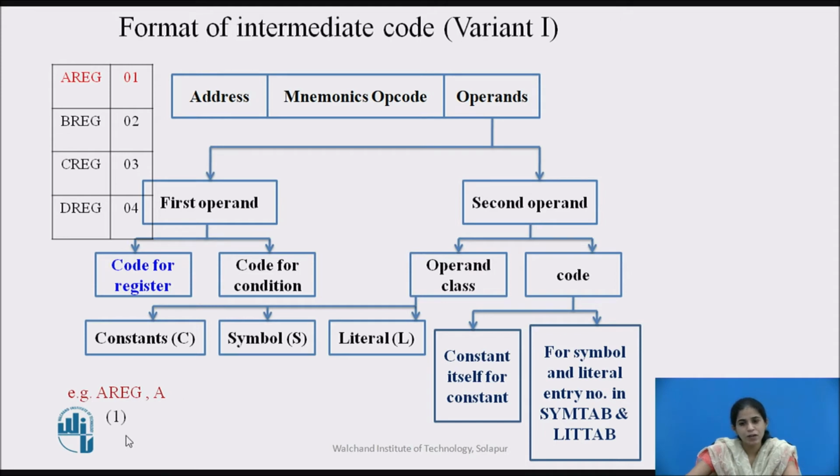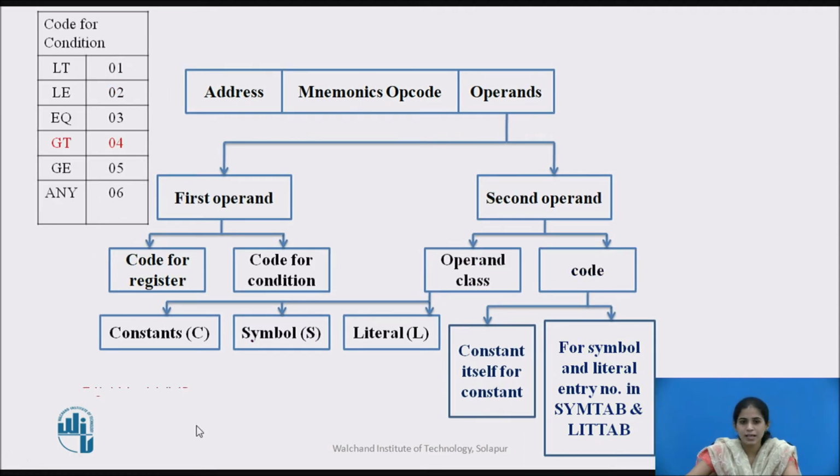So here we specify 1. Now next we have to specify the second operand as operand class and code. So here the second operand is A. So the operand class is what? It is a symbol. So that's why here we specify capital S, and here we have to specify the code for that operand. So here it is a symbol, we have to specify the entry number of that symbol in the symbol table. So that's why here we specify the entry number of that symbol A in the symbol table, 0, 1. Likewise we will see one more example.